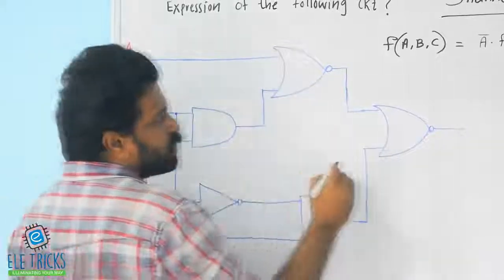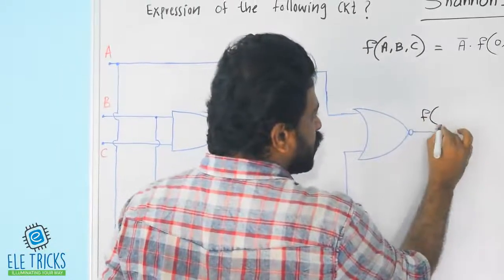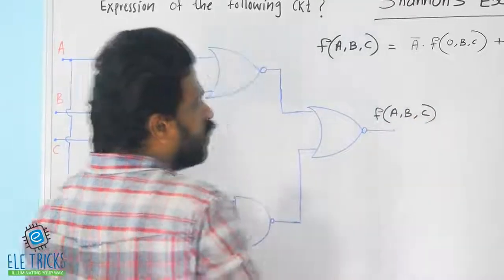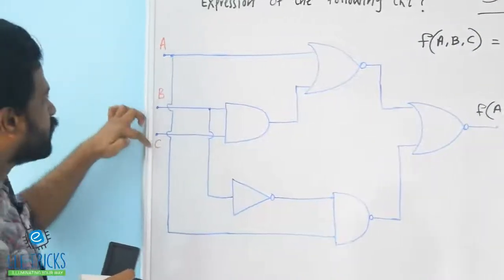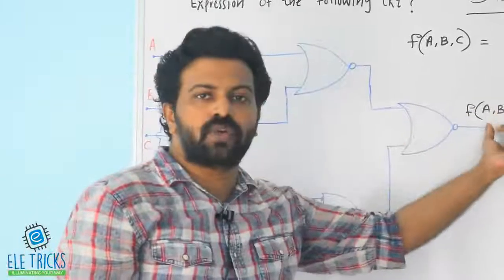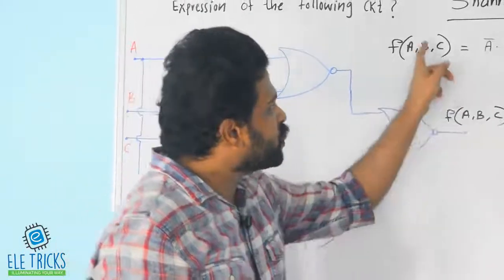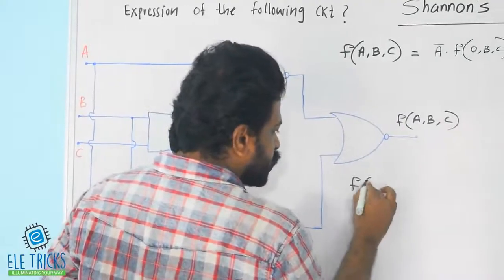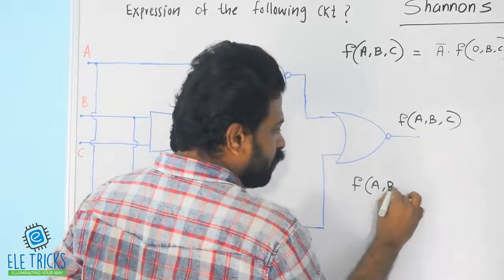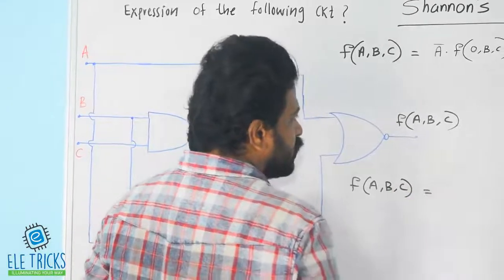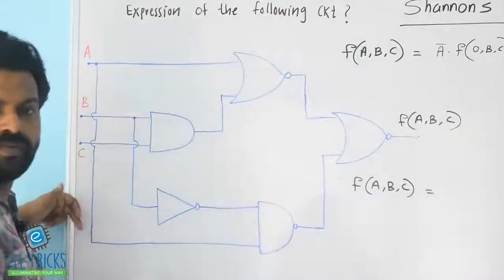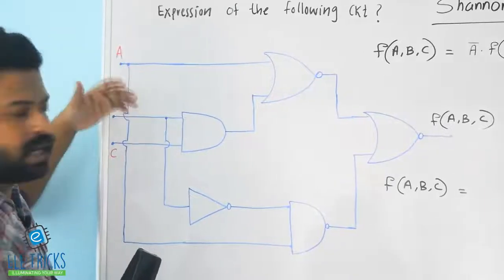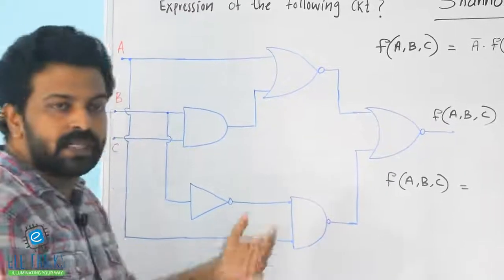So let's assume that the output of this particular circuit is f of a comma b comma c, because the inputs are a, b and c, so definitely the output will be a function of a, b and c. Now what is Shannon's expansion saying? Shannon's expansion is saying that this function f of a comma b comma c can be written as, you could have taken any variable. For this example I am taking the variable a outside. You could have taken b or c, and still you will get the same answer.